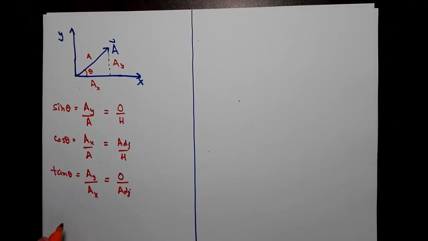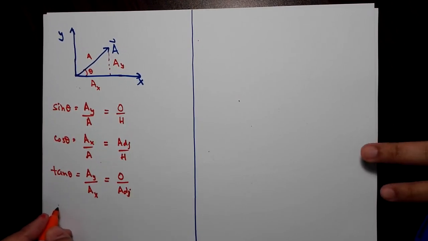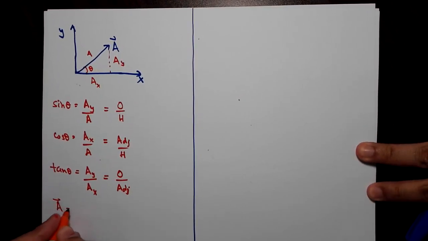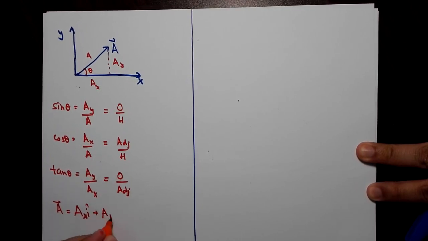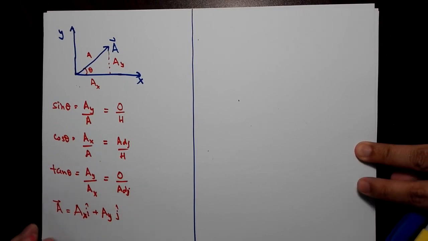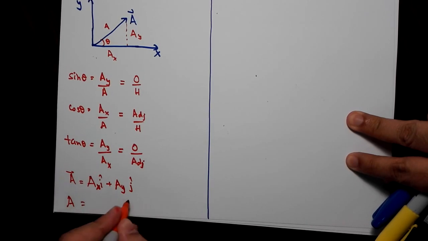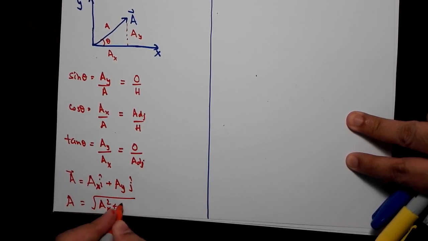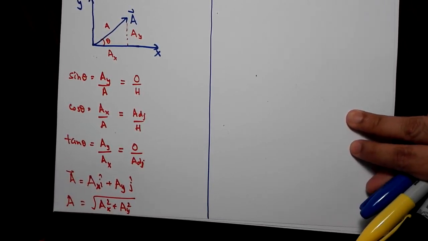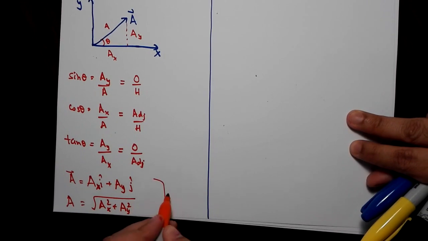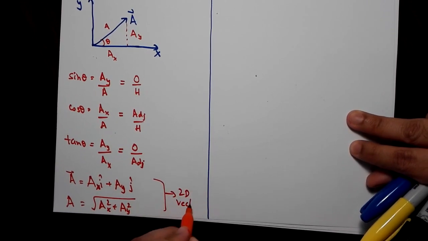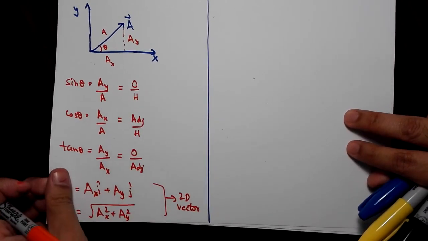And the way you would write the vector A in terms of the components is again that same way. So A equals AX i hat, where X is a subscript, plus AY j hat, right? And the magnitude of A is given by the square root of AX squared plus AY squared. So this is a 2D vector, right?